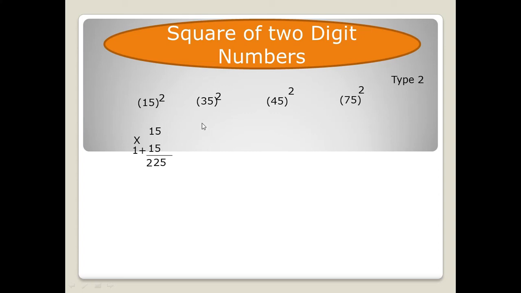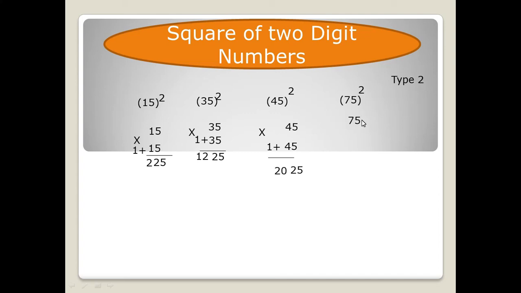Similarly, take the second example of 35 multiplied by 35. Very simple. 5 5s are 25. Add 1 to this 3, it will become 4, and 4 multiplied by 3 is 12, and the answer is 1225. Look at the third example, 45 multiplied by 45. 5 5s are 25, add 1 to this 4, it will become 5, and 5 4s are 20.